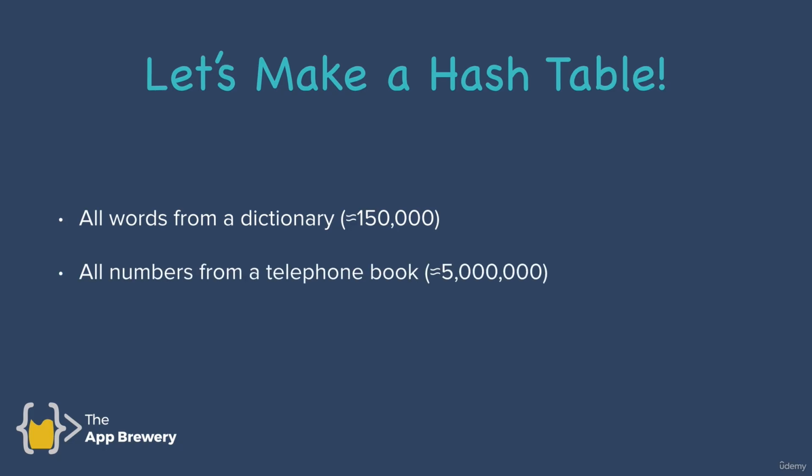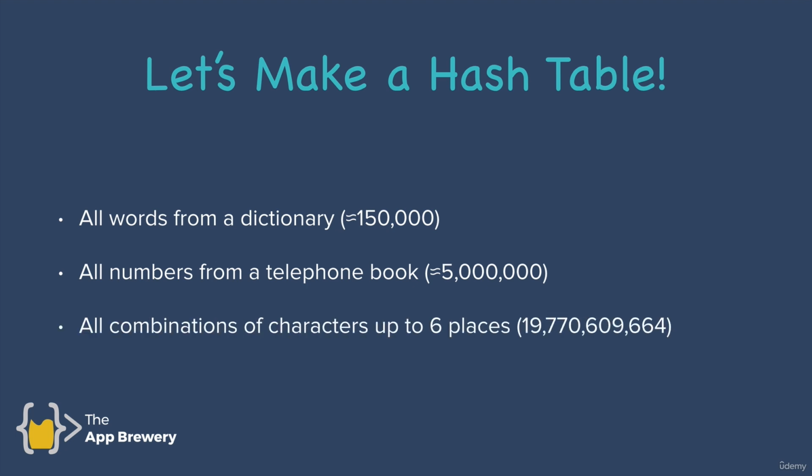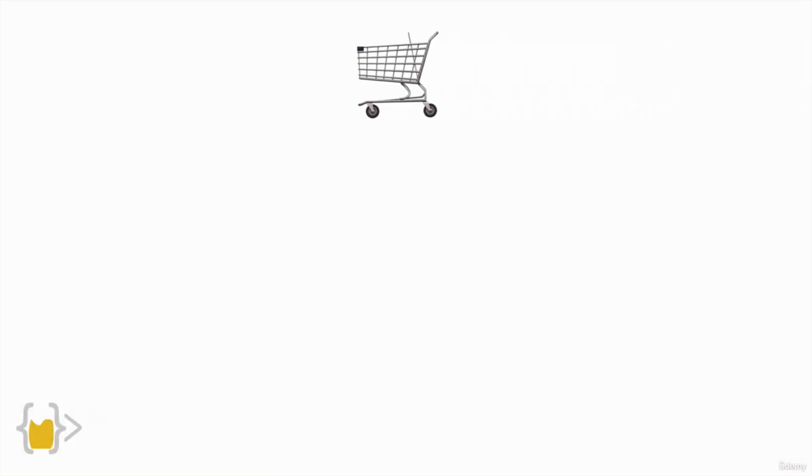And then you add to that hash table all the numbers from a telephone book and all the combinations of characters up to 6 places. And then you add all of these together and you end up with something close to 19.8 billion combinations, which admittedly sounds like a large number, right? How long would it take your computer to calculate that many hashes? So what do you do? Well, let's go shopping.